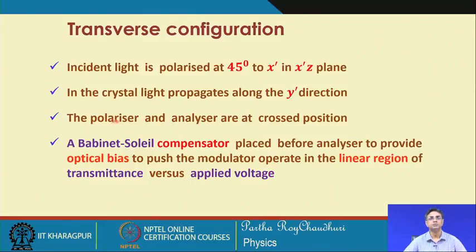Now, the polarizer and analyzer are at crossed positions. A compensator is placed before the analyzer to provide optical bias to push the modulator to operate in the linear region of transmission. So, voltage versus transmission is in the linear region, which is achieved by this. We have seen in the earlier discussion how it can be pushed. Right.